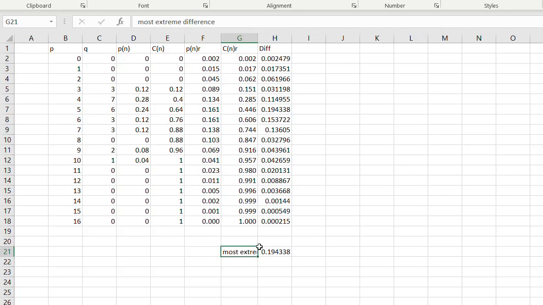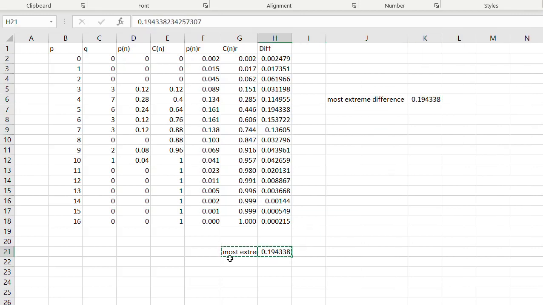Okay. Actually, let's move that over here so we can do that. All right, that's our most extreme difference. So we now have our most extreme difference, and what we're going to do is compare this most extreme difference to what's called a critical value or a critical threshold.